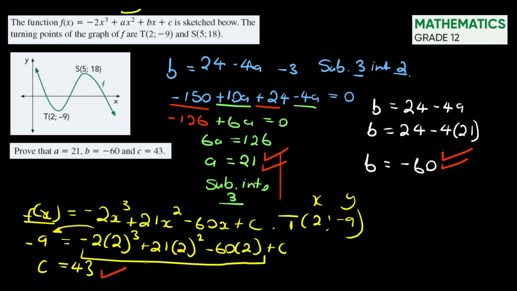And in that way we would have calculated what our a is, which is 21, what our b is, which is negative 60, and what our c is, which is 43, and it coincides with a being 21, b being negative 60, and c being 43.